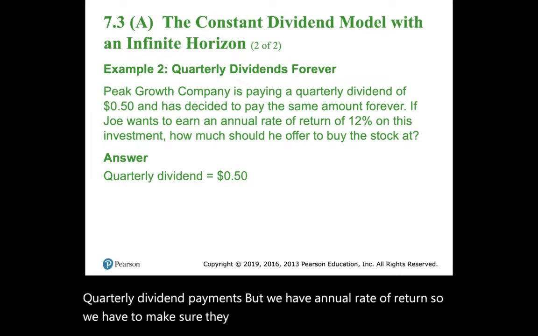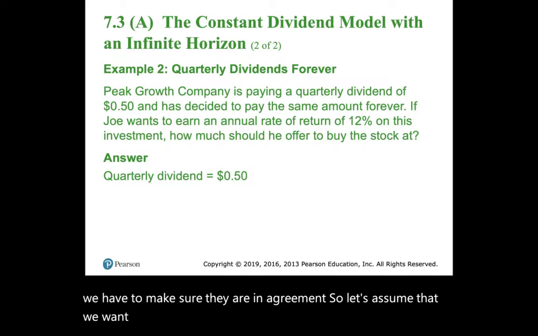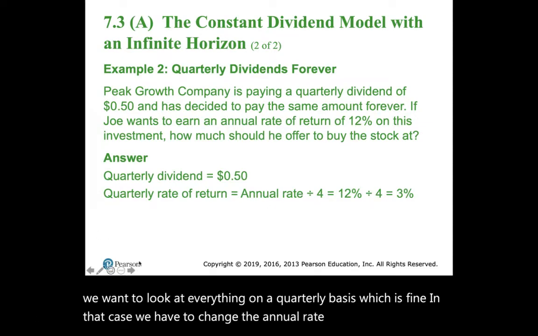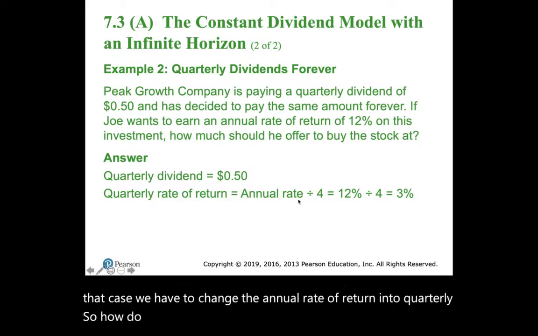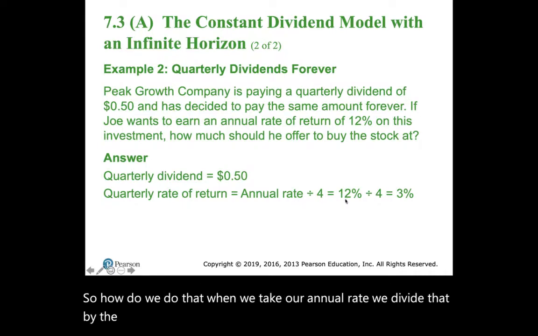So let's assume that we want to look at everything on a quarterly basis, which is fine. In that case, we have to change the annual rate of return into quarterly. So how do we do that? Well, we take our annual rate, we divide that by the number of quarters, which is 4, and we get a quarterly rate of return of 3%.